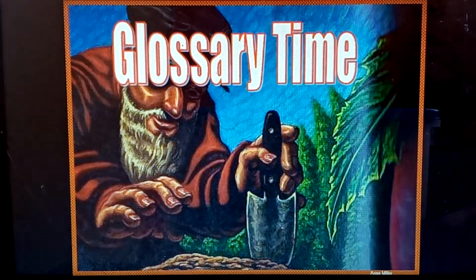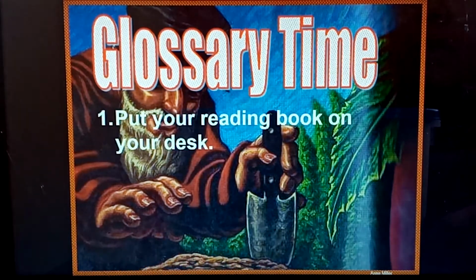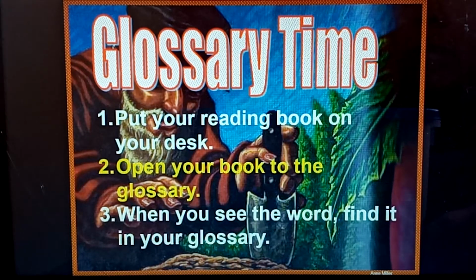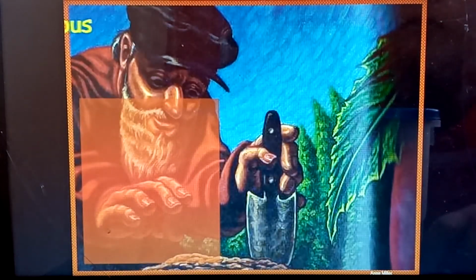Now we have glossary time. We have some activities in this glossary time. Hopefully you'll be able to do it at the same time with me, but if not, no problem. But at some point, please put your reading book on your desk and open your book to the glossary. And when you see the word, find it in your glossary. That you can do as a way of practicing. That you can do another day if you want to. But for now, let's see.